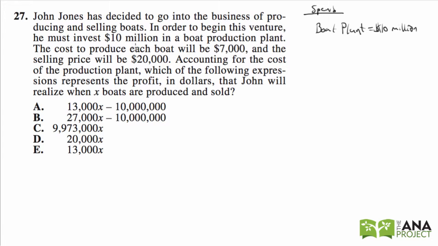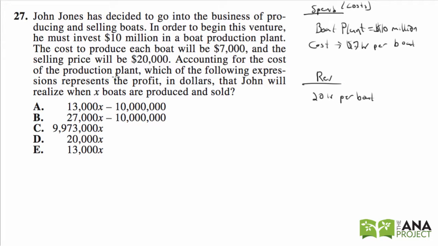The cost to produce each boat will be $7,000. Okay, so the cost to make is 7K per boat. And the selling price will be 20,000. So again, these are costs so far, and then we can put this on the revenue line. If he sells it, it'd be 20K per boat.